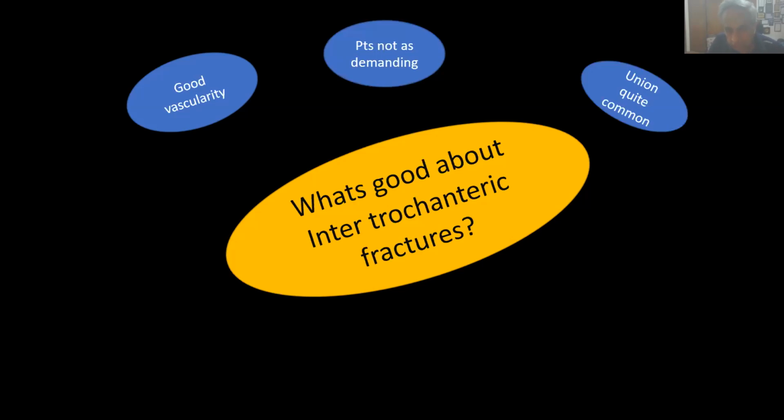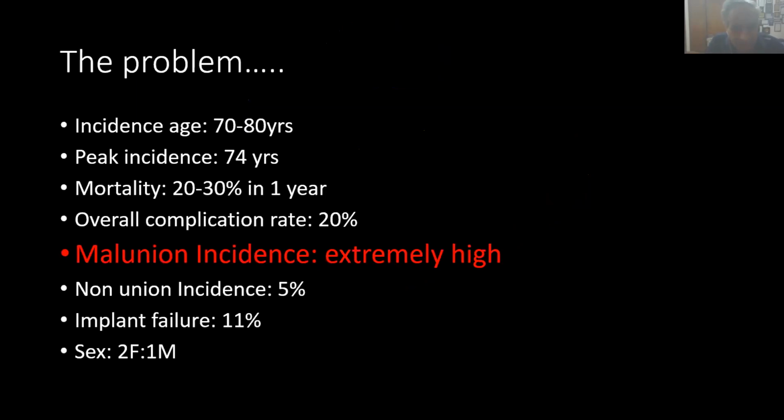So you'll get away with murder in quite a few people. And union, remember, is fairly common. So it's unusual to get malunion, to get a non-union. See the incidence out there? It's just under 5%. So it's 2 to 5% what is reported. But the incidence of malunion is quite high.